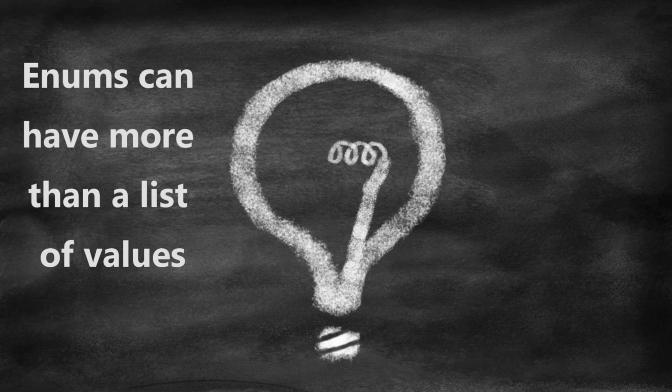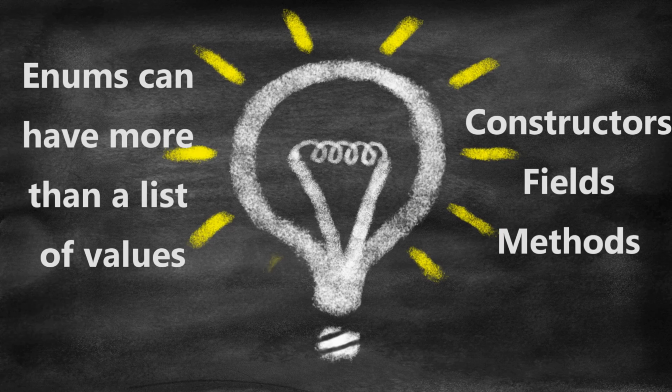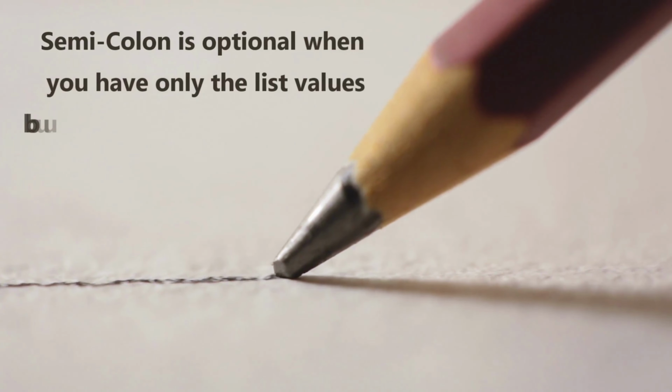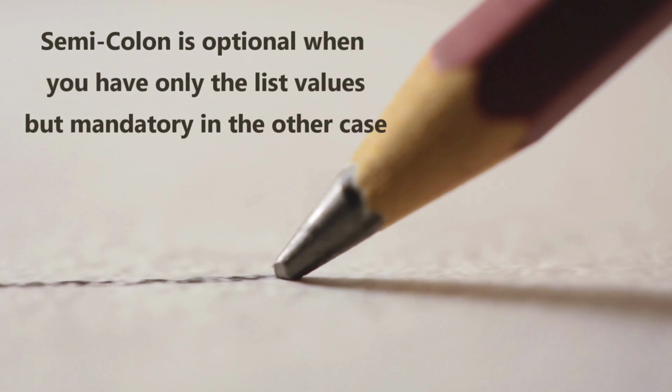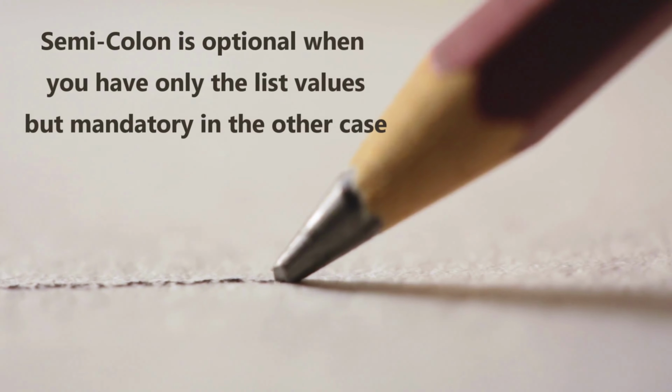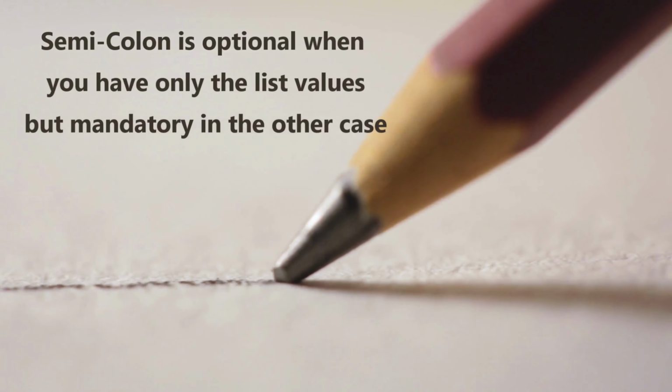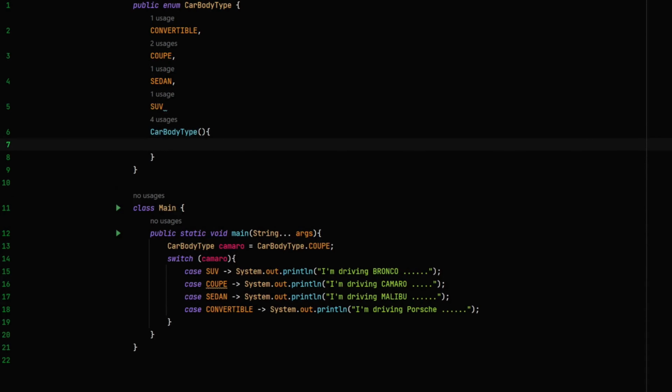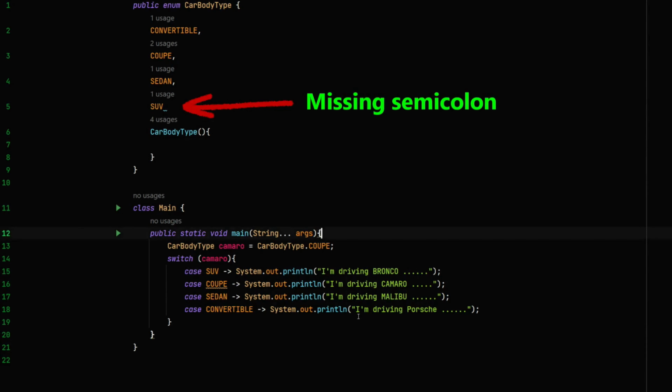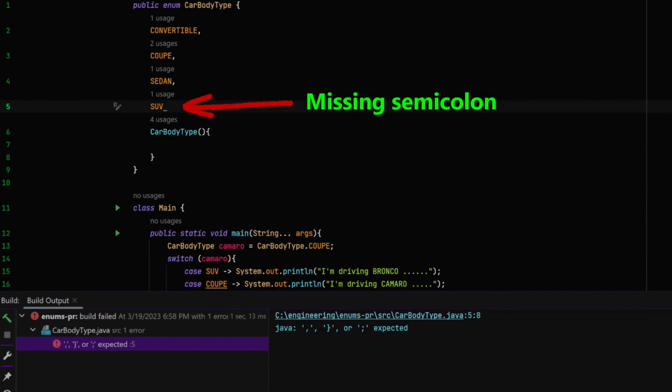I think you already guessed, when we called values earlier, that enums can have more than a list of values. They can have constructors, fields, and methods. So third rule, the semicolon is optional when you have only the list of elements, but mandatory when you do have constructors, fields, and methods after. If I add the constructor here without the semicolon, my program will not compile.